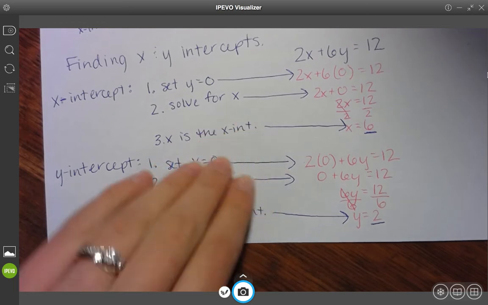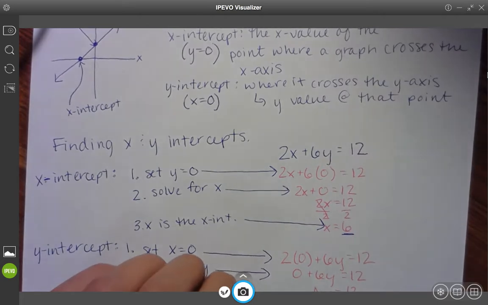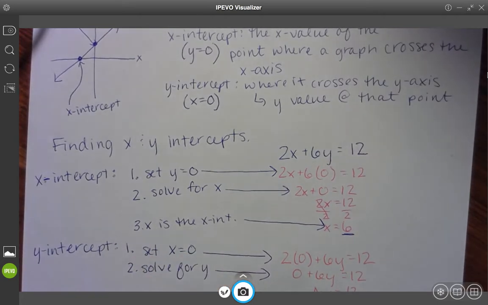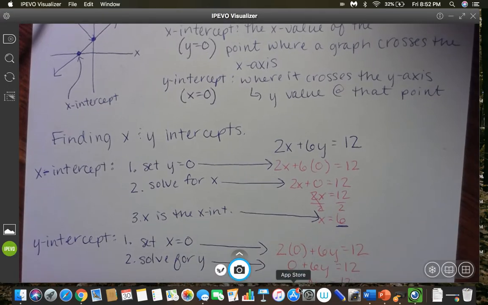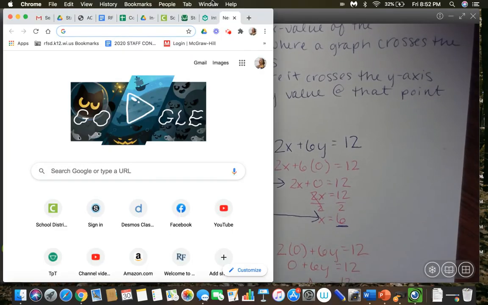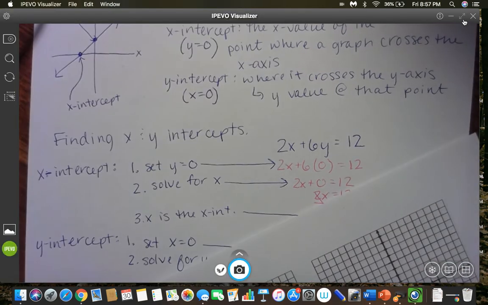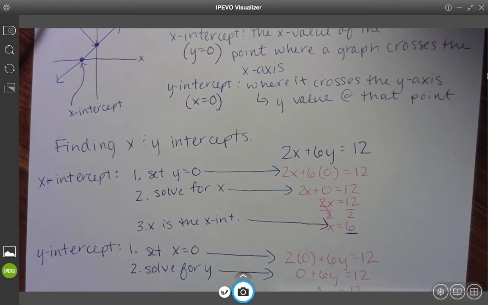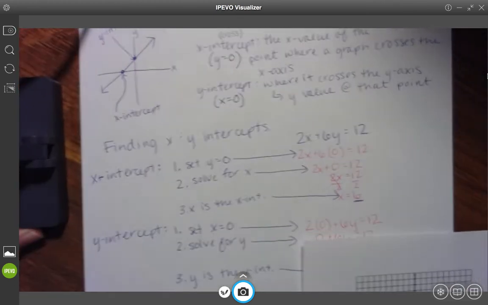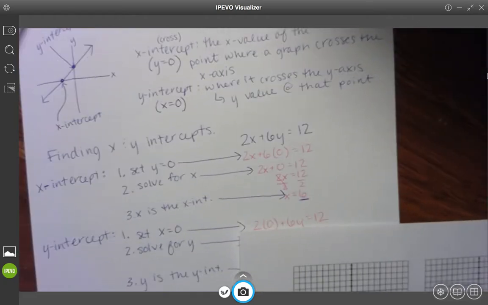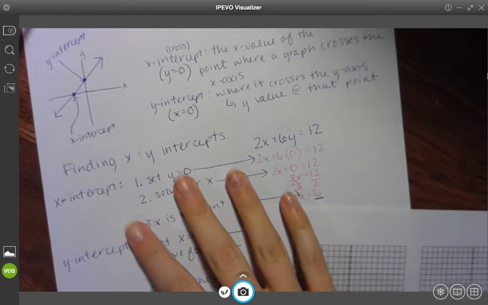Alright, so now, what if I wanted to graph this? Okay, first I need some graph paper. So I'm going to pause and get some graph paper really quick. All right, got my graph paper. So what we can actually do now is try to jimmy rig this a little bit. We can graph after finding our x and y intercepts.